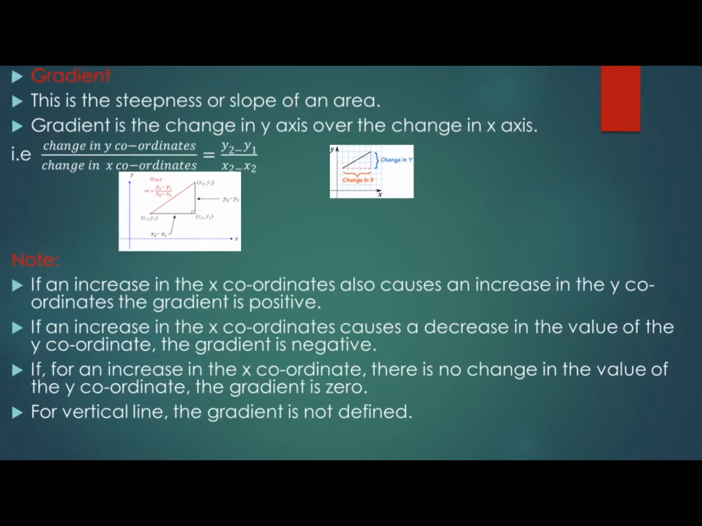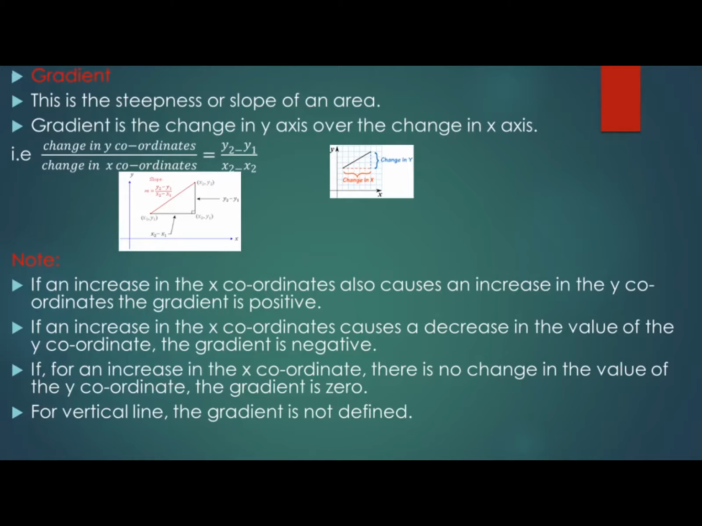Gradient is the steepness or slope of a line. Gradient can also be said as the change in the y-axis over the change in the x-axis. If you're asked to find the gradient of a line like this one, if I let this point be x2, y2 and this one be x1, y1, the gradient is y2 minus y1 over x2 minus x1. That is how you find the gradient from two points.